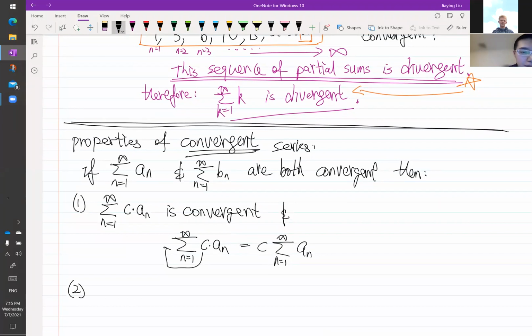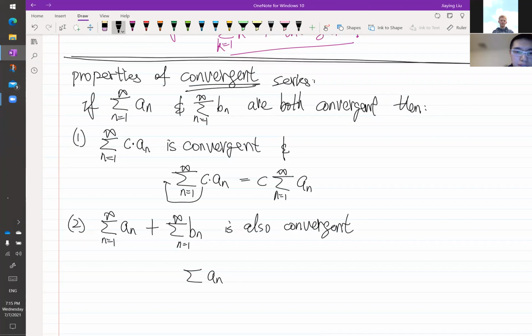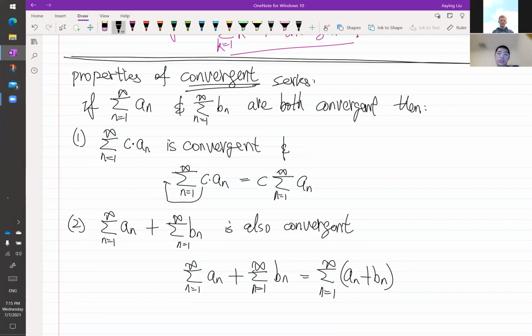The second one: if we add the series an with n going from 1 to infinity with the series bn with n going from 1 to infinity, because each of them is convergent, then when you add them together, the sum is also convergent. And we can combine those two sums just by adding an with bn together and then taking the sum of everything. So those are just properties of convergent series.